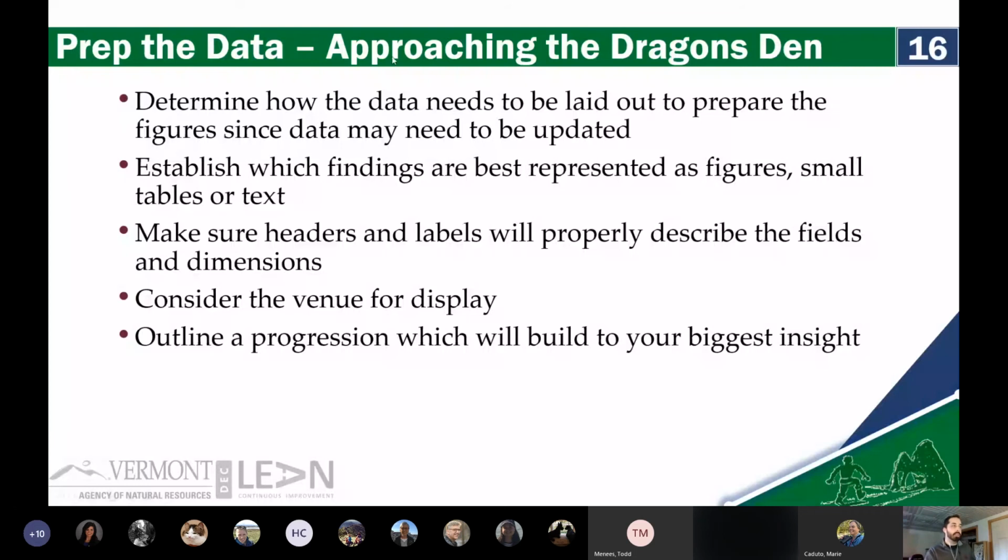So determine how the data needs to be laid out. If you need multiple pivot tables to show different things, make sure you have those available. Try and identify which findings are best represented as figures, tables, or text. Make sure your headers and labels will properly describe things.